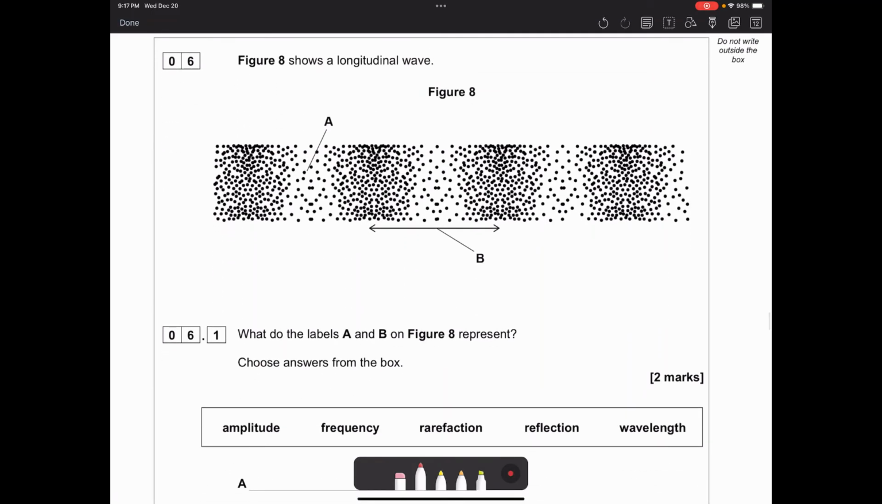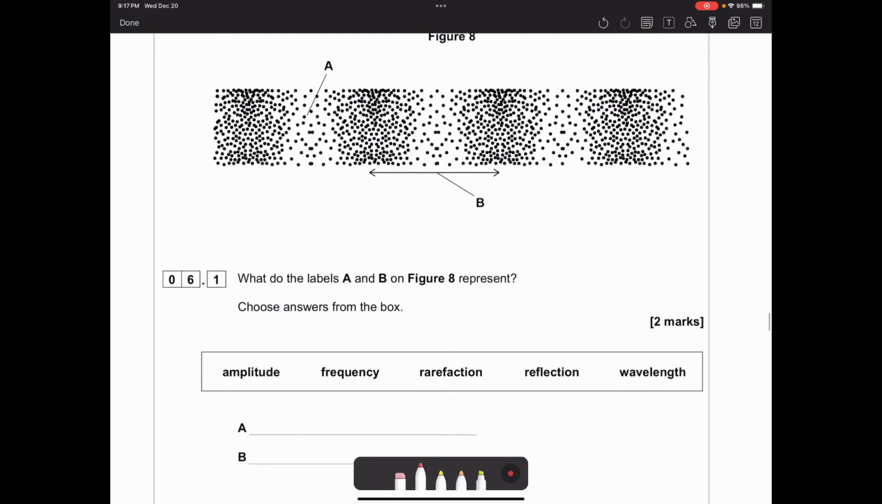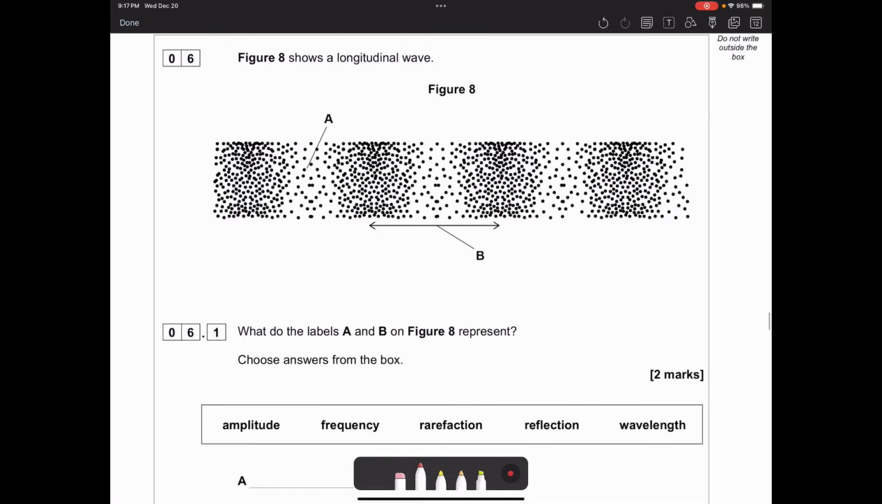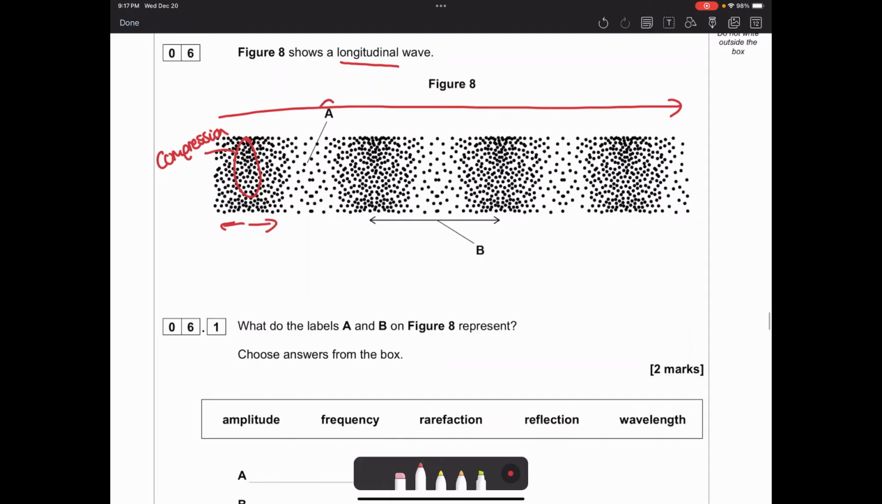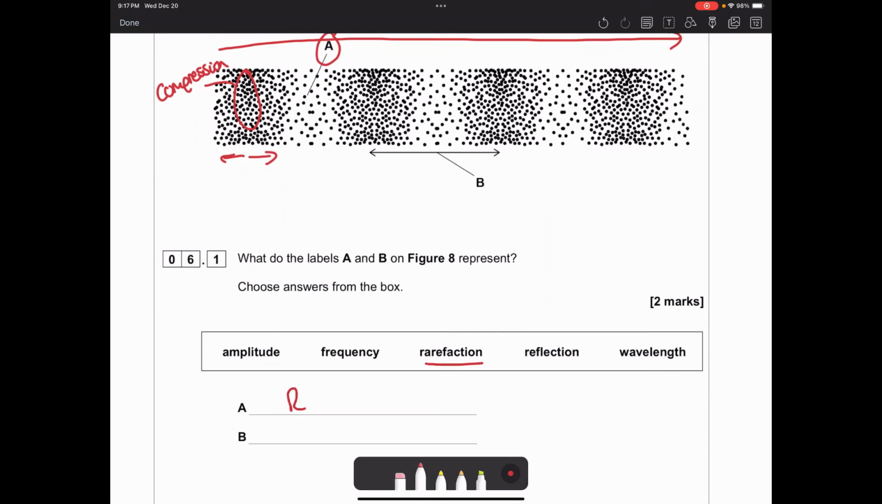Right, question 6 then. Figure 8 shows a longitudinal wave. What do labels A and B represent on the diagram? We should recognise that this is longitudinal, so the particles are vibrating left and right as the wave passes across the page. If you've got particles that are closer together, we call it an area of compression. This is one of the key words you need to know. If you've got particles that are spaced out, it's called an area of rarefaction. So A, you would just put the word rarefaction.